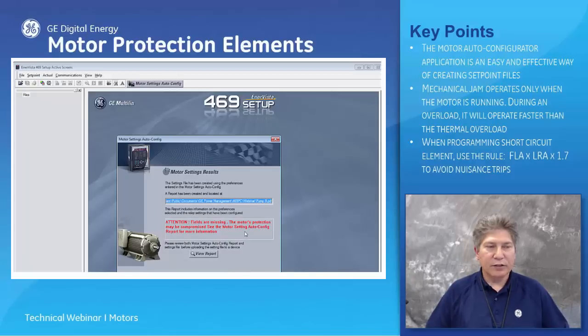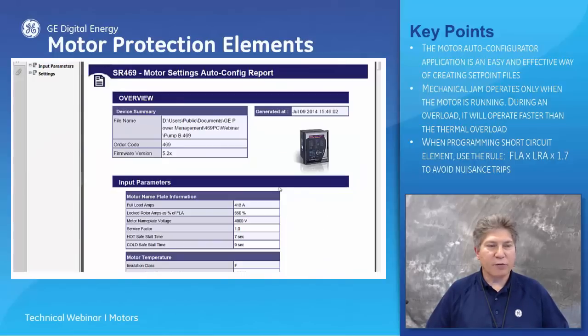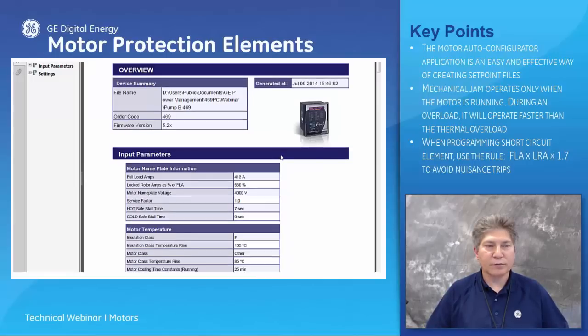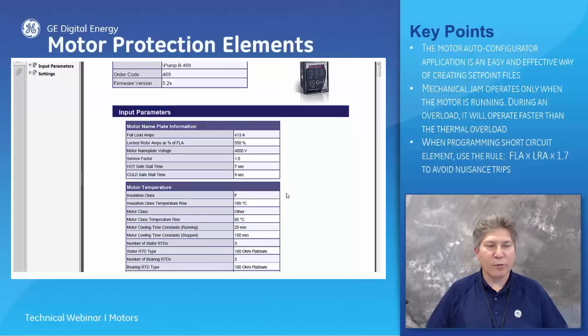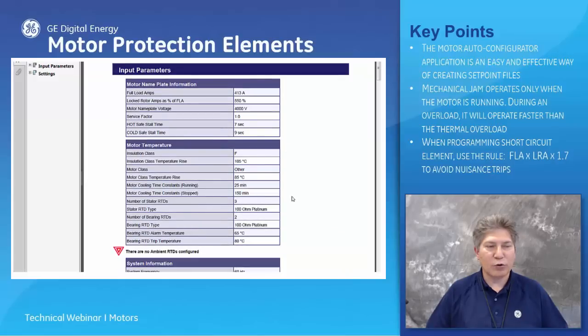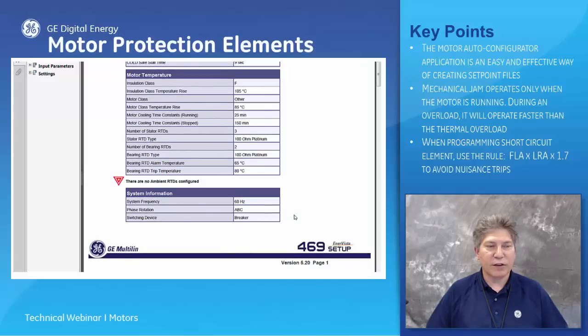Now, this thing creates a nice PDF report. Let me just show you this report. So it generates a nice PDF report, gives us the name of the file, the order code, the firmware version, when it was created. It gives us the information that we entered in, the full load amps, the locked rotor amps, nameplate voltage, all the pertinent information that we put in here, insulation classes, motor cooling constants, RTD types, system frequencies, phase rotation.